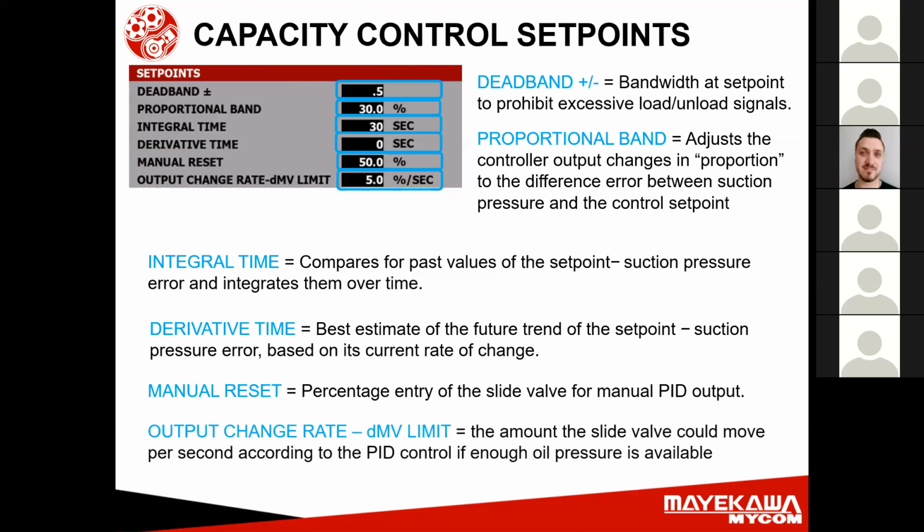The output change rate is the changing rate of percent per second of the PID output. This is the amount the controller could potentially move the slide valve in 1 second. This is default 100% and should be adjusted to a lower percentage, as this will allow the slide valve to move from 0 to 100% or from 100% to 0 in the percentage and time that is set here.